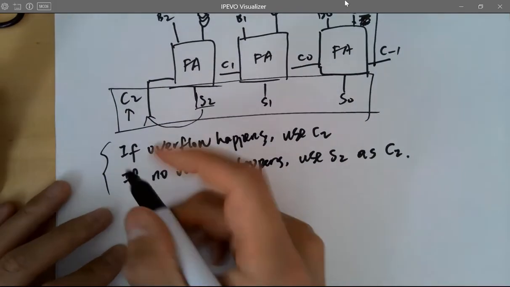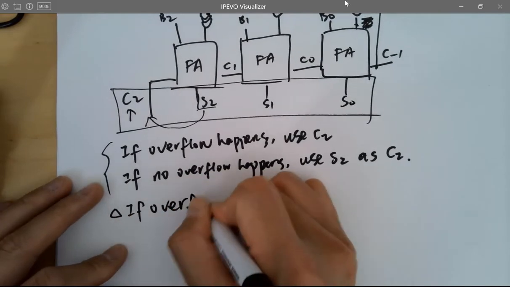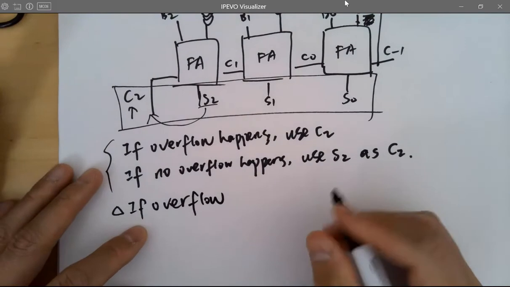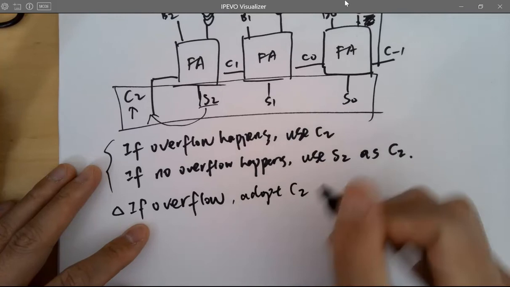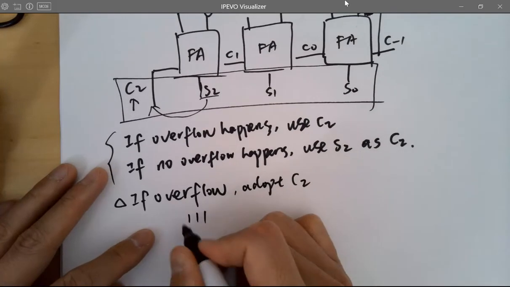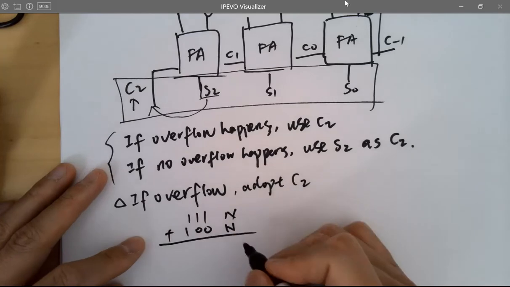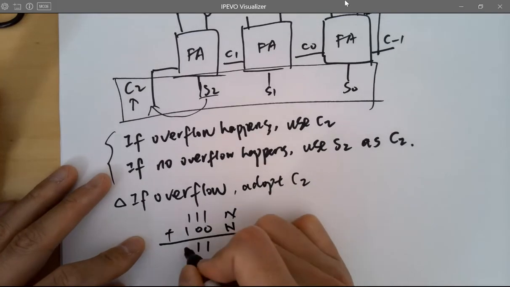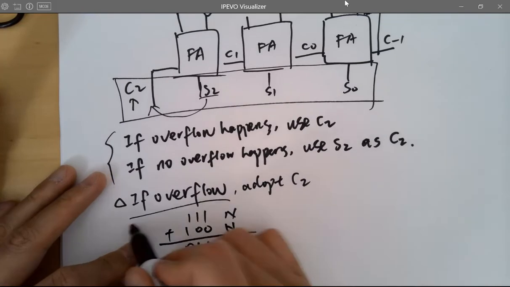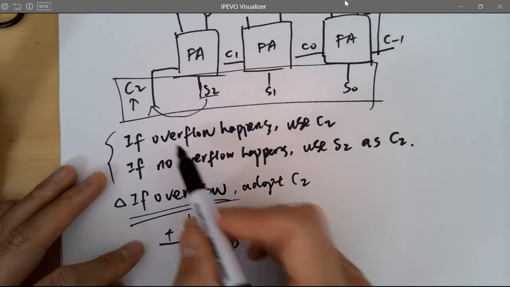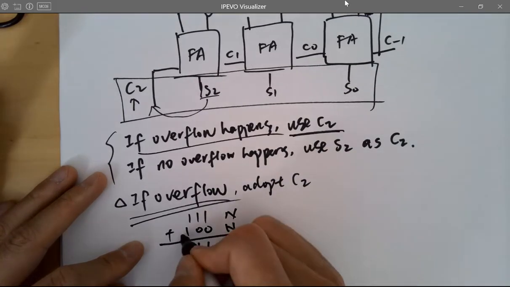So let me give you an example over here. If overflow happens, right, you want to adopt C2. So for example, 111 plus 100. This is negative plus negative, and it's 110. So it's getting a positive here. So definitely overflow happens, right? And so when overflow happens, you want to directly use C2. So C2 right here is 1.